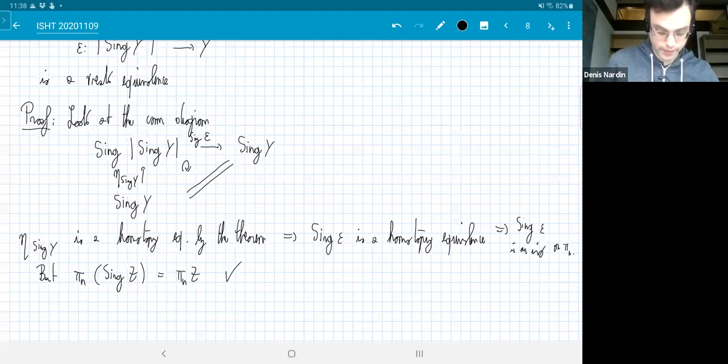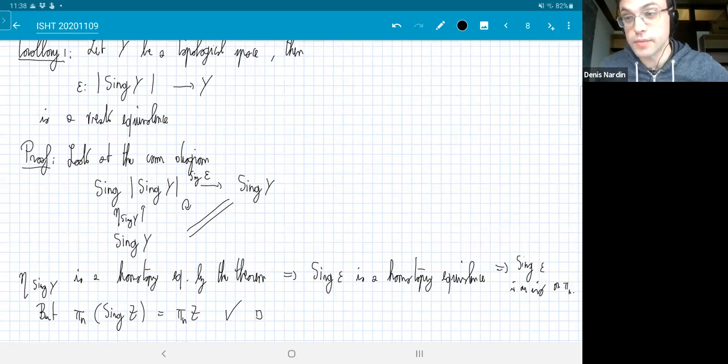I should mention it. Okay, so sing Y really knows everything about the weak homotopy type of Y. And in fact, this corollary also gives you another proof of CW approximation, because the geometricalization of sing Y is a CW complex, as I noticed. It's not the easiest proof of CW approximation, of course, but since it comes out for free, we might as well notice it.